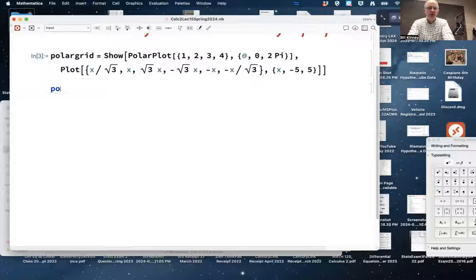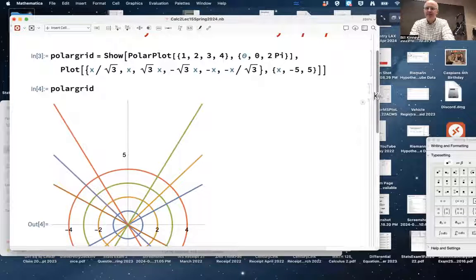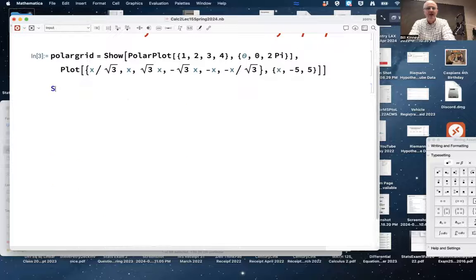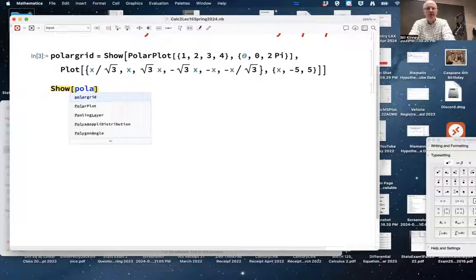It's now stored in polar grid. If I type polar grid and re-enter it, it's the same plot that gets spit back. That entire plot is stored in this variable that I've called polar grid. I can show that plot, that polar grid, with another plot.